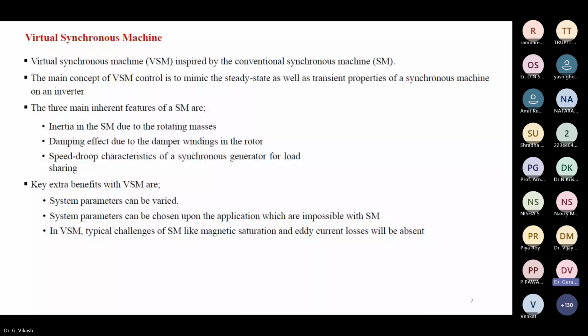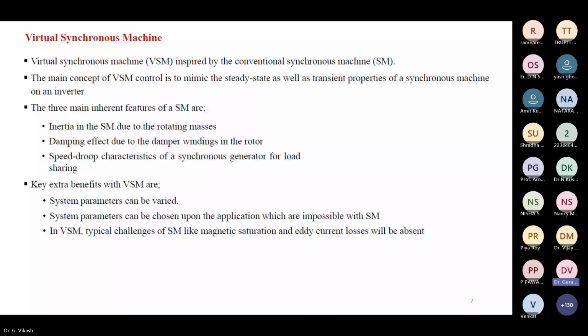The three main inherent features of a synchronous machine are inertia, due to the rotating mass, that is the rotor; damping effect due to damper windings, not only the rotor, we have damper windings in our conventional synchronous machine; and speed droop characteristics of a synchronous generator for load sharing. These are the inherent features of a synchronous machine.